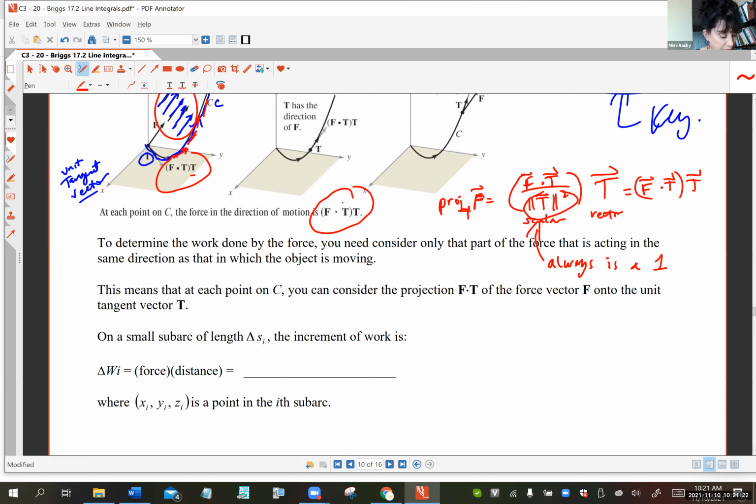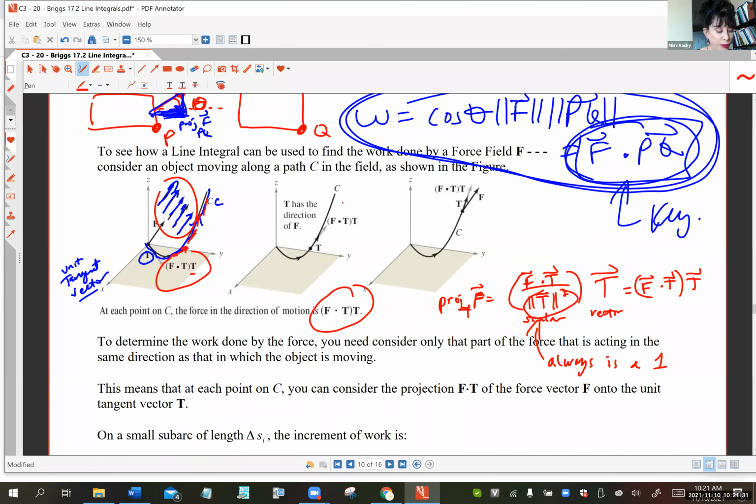They're talking about it right here. So when you're determining the work done by this force field, you only need to consider the part of the force that's acting in the same direction in which the object is moving.